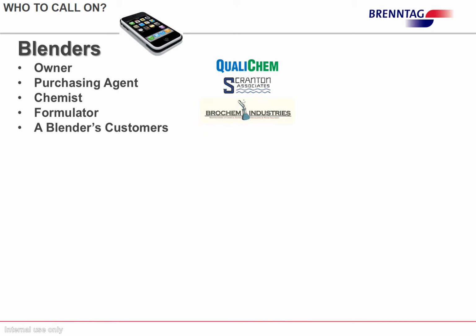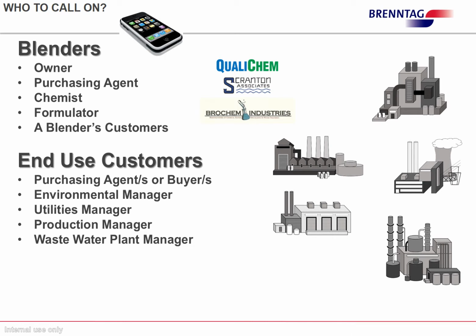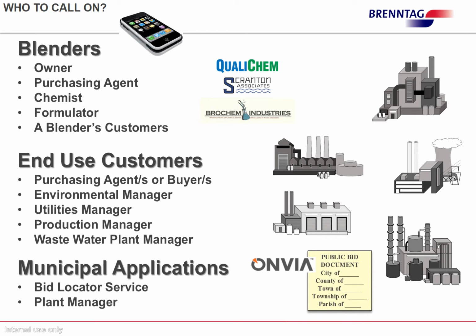In the case of blenders, owners, purchasing agents, there you might see a chemist or a formulator and also a blender's customer. You may reach out to a customer and ask, who are you using as a blender, and then go back and call on that blender. End-use customers will see purchasing agents or buyers. You may see and need the environmental manager, a utilities manager, a production manager, or a wastewater manager. In municipals, we always look for a bid locator and also the plant manager. Speak with them, find out when potentially the bid may be coming due.